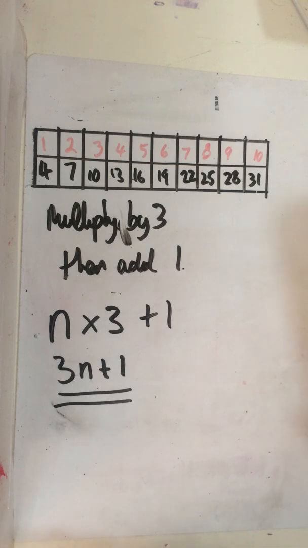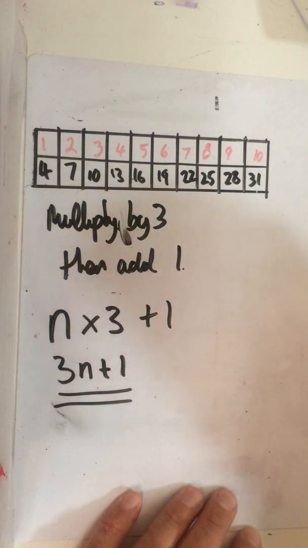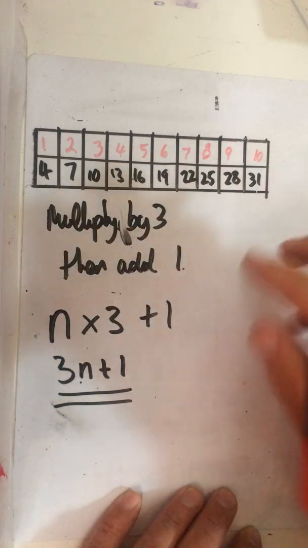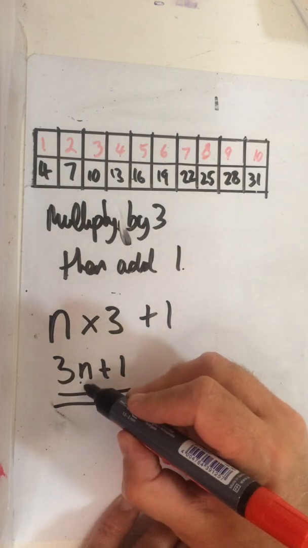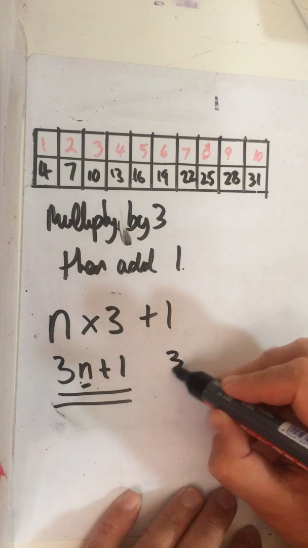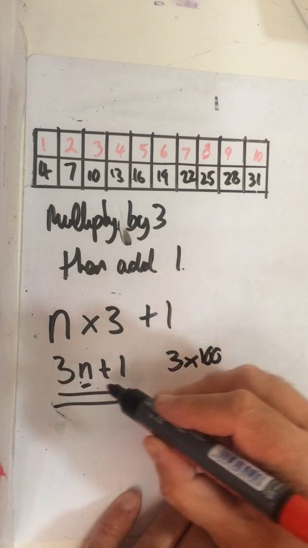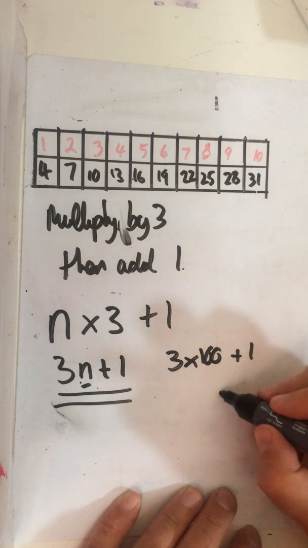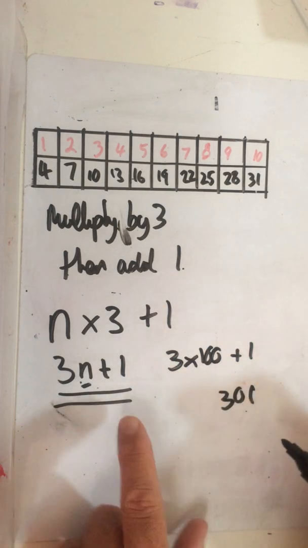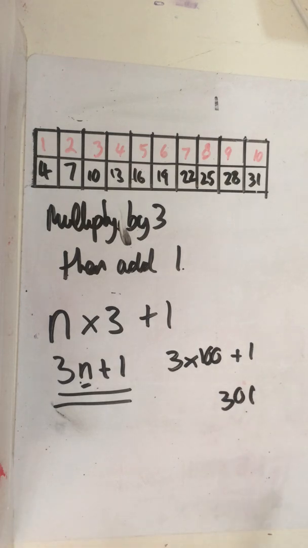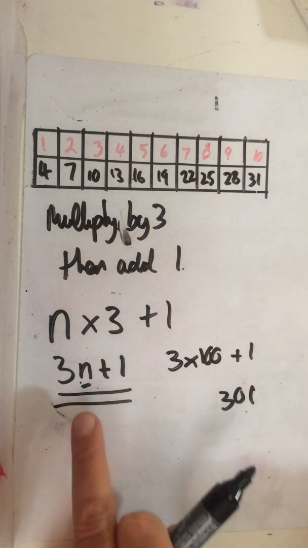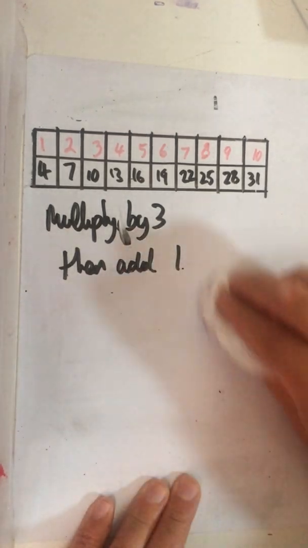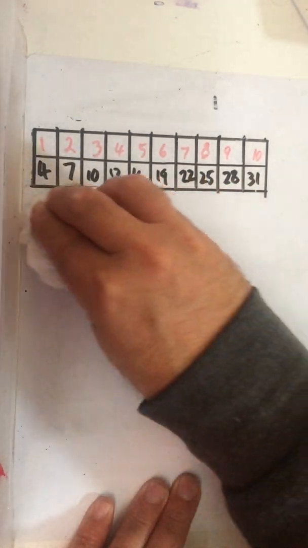Now the good thing about this is you can find numbers much further down the line. If I wanted to know the hundredth, I would replace n with 100. 3 times 100 plus 1. So 300, so I know 301 is the hundredth one in the sequence. That's the idea of having a formula like this. We'll do one more. We'll certainly do more work on finding that another time.